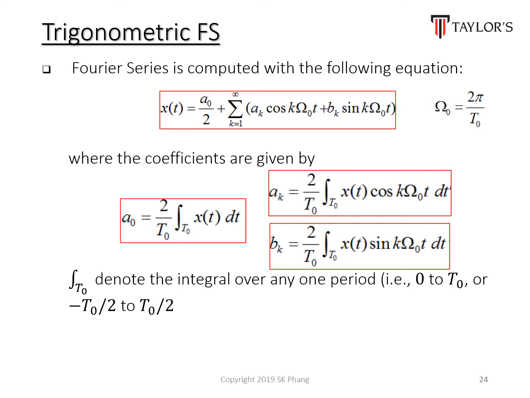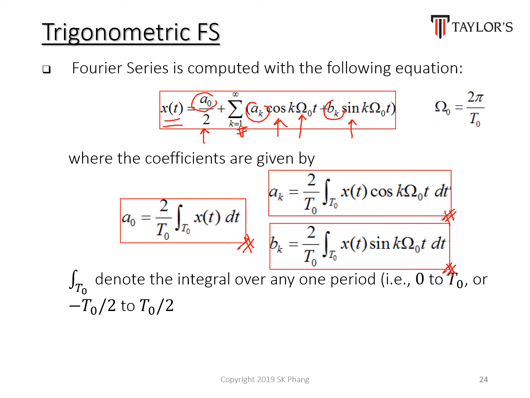Any signal can be represented as a constant plus a summation of cosine and sine waves with different frequencies. The frequency goes from omega naught to 1 omega naught, 2 omega naught, 3 omega naught, all the way to infinity omega naught. There is no negative number here, so k only starts from 1. And then to find out what a naught, ak, and bk are, you just need to apply the individual formulas over here. This is the a naught formula, this is the ak formula, and this is the bk formula.